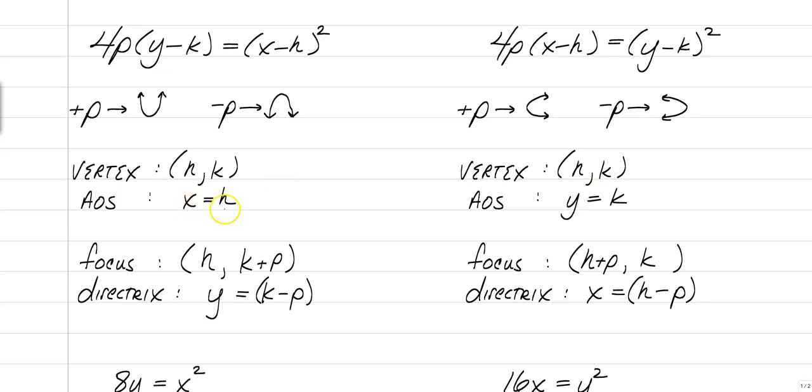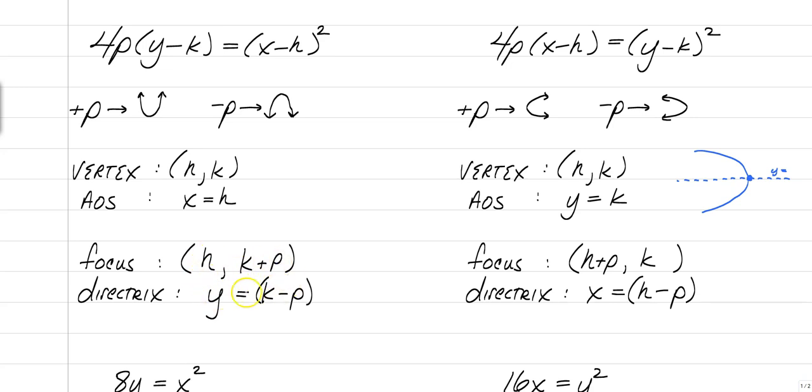Our axis of symmetry, if it opens up or down, is still x equals h, the x coordinate of your vertex. But if you're going to go sideways, remember, we have to split a parabola in half with an axis of symmetry. So if we have one opening to the left, to cut it in half, we need to split it like that. So that's going to be a y equals equation. So that's going to be y equals the k value of your vertex.